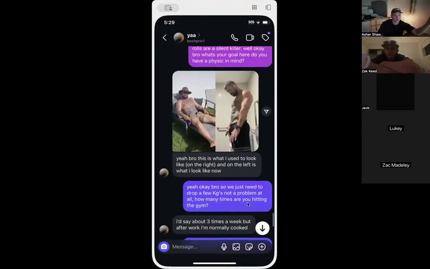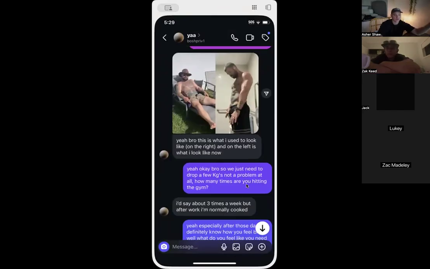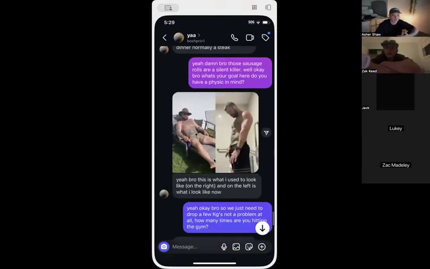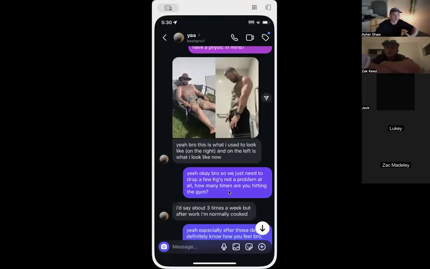So, "Yeah, okay, bro. So we just need to drop a few kgs. Not a problem at all. How many times are you hitting the gym?" So this is me getting more information out, but also giving him a small solution, because he's been trying and doesn't really know what to do. He's saying he just wants to lose weight and get back into this physique, but he's working all day. So saying the solution also helps, because it shows that you know what you're doing.